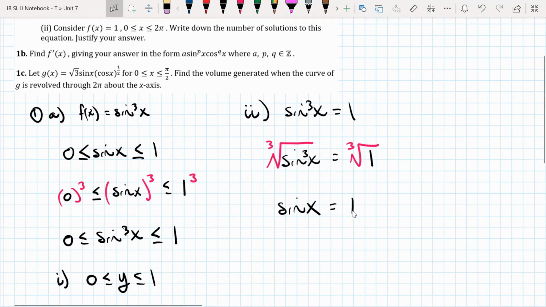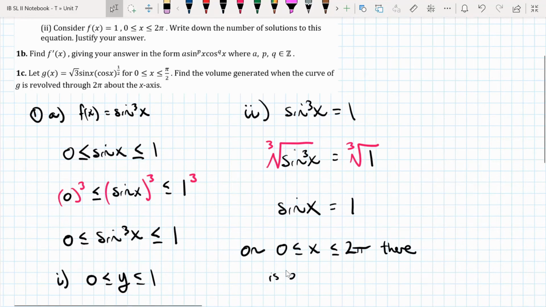So the question is, how many times on the interval 0 to 2 pi, so how many times on the unit circle, is sine of x equal to the number 1? So how many times on the unit circle is the y value equal to 1? Well, on 0 is less than or equal to x, which is less than or equal to 2 pi.